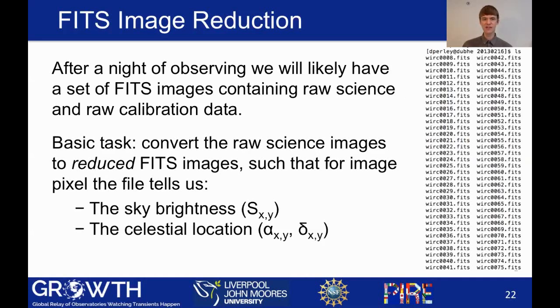So the basic task that confronts us is to convert the raw science images together with the calibration images to a series of reduced FITS images, such that for these reduced images, for each pixel within each image, we can determine the sky brightness at that location on the sky at that time, and also the celestial location associated with each pixel in terms of right ascension and declination.